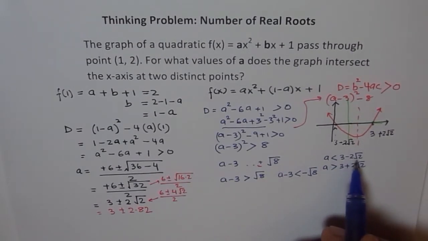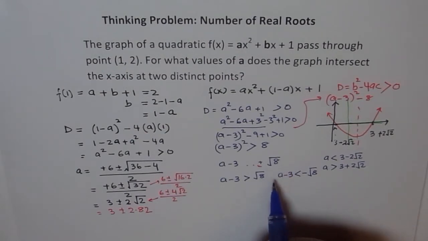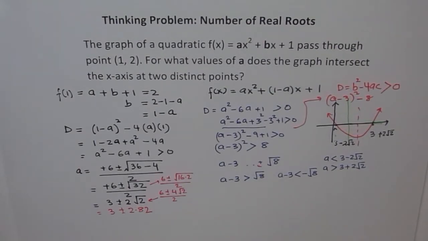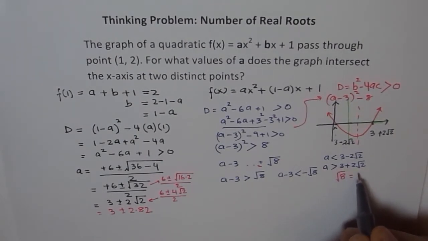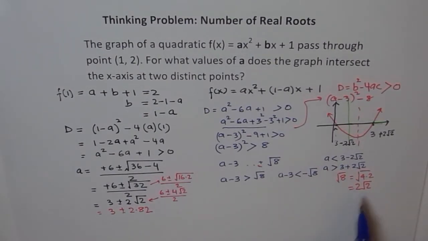2 square root 2. 8 can be written as 4 times 2, right? 4 is a perfect square of 2, so 2 will come out, right? Many students get confused with this kind of thing also. So let me show you that here. So square root of 8 equals square root of 4 times 2, right? So 4 is a perfect square, so it comes out of the square root, so you get 2 square root 2. This is what square root 8 is, correct? So instead of square root 8, I can write 2 square root 2.